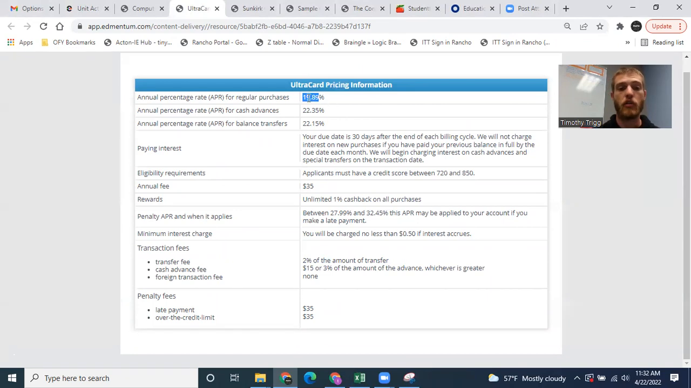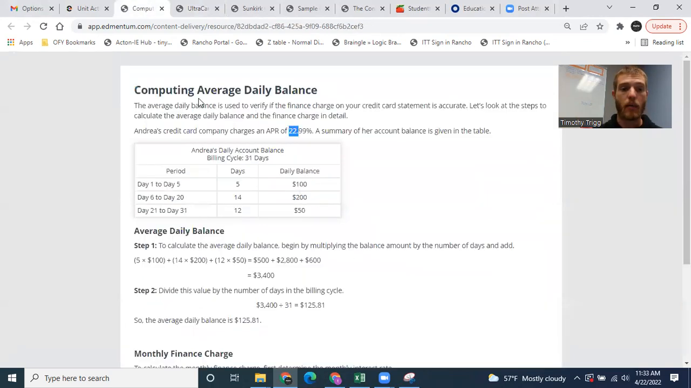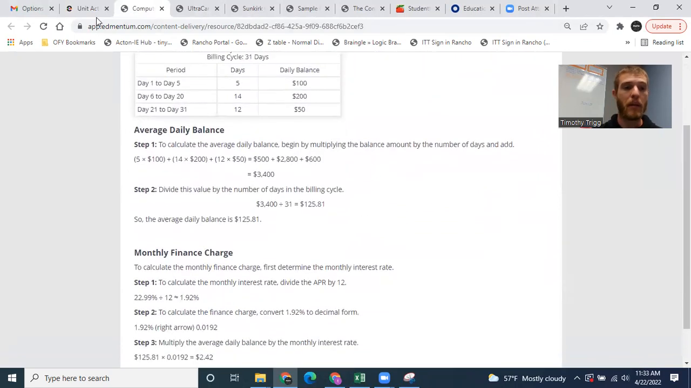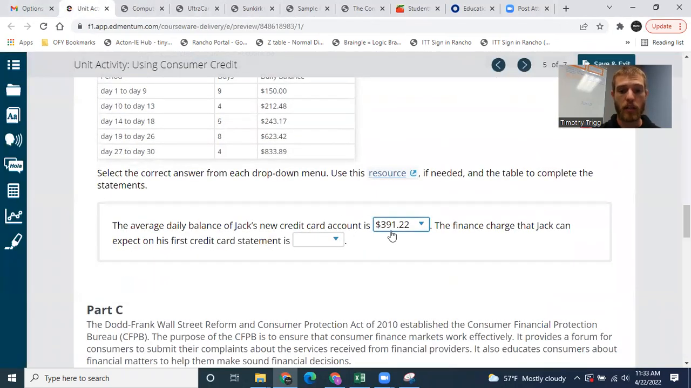1.6575 after you divide this by 12. Now you want to make sure that you have it as a pure decimal, so we're going to move the decimal place over twice. So that's going to be 0.016575. And we're going to multiply that by the average monthly, which was this, so times 391.22. This gives us $6.48. Here they say $6.49. It's about right.